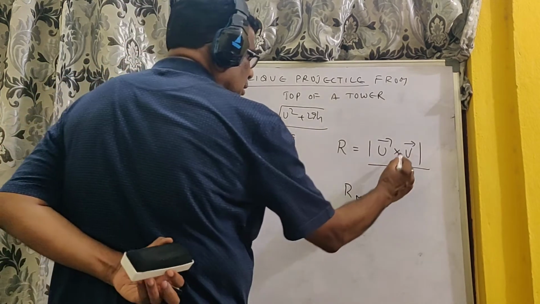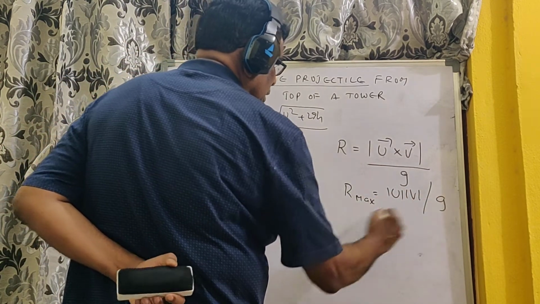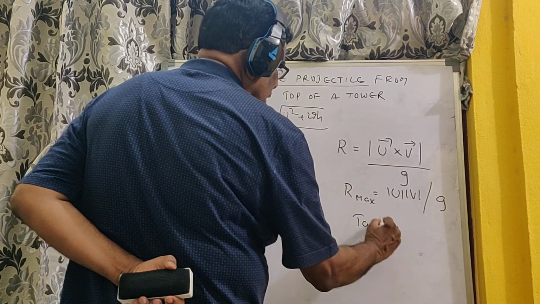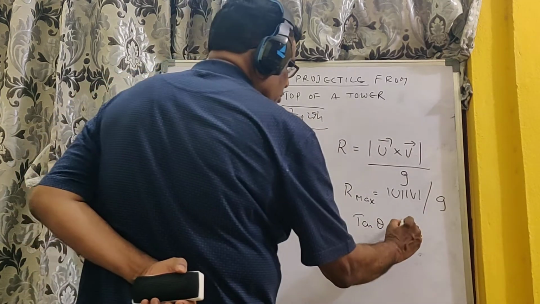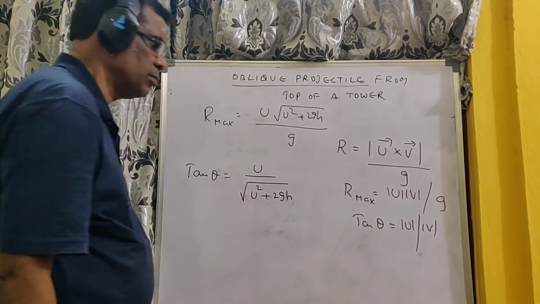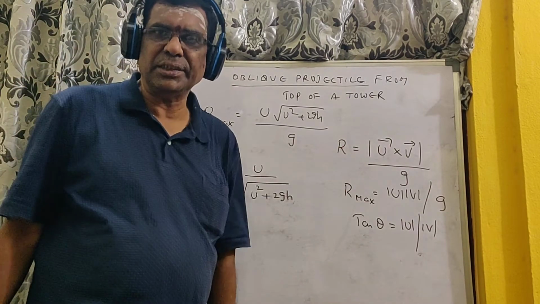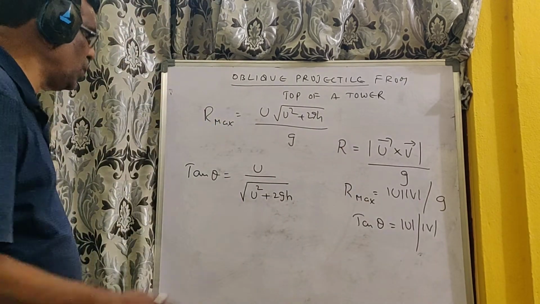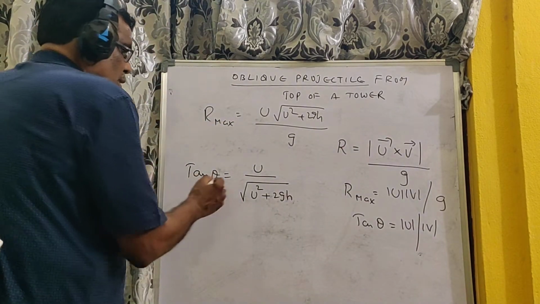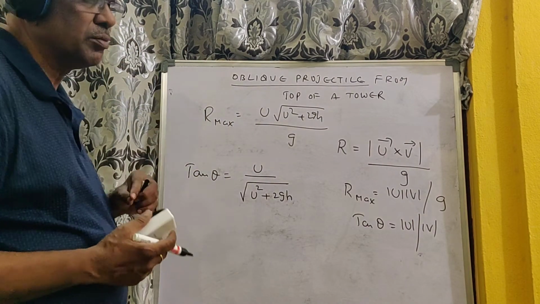R max is mod u mod v by g. And what is the angle at which you should project? Mod u by mod v. This is the thing. Please memorize this. Wherever you want, you can use it. Now look at this. My question to you now based on this.